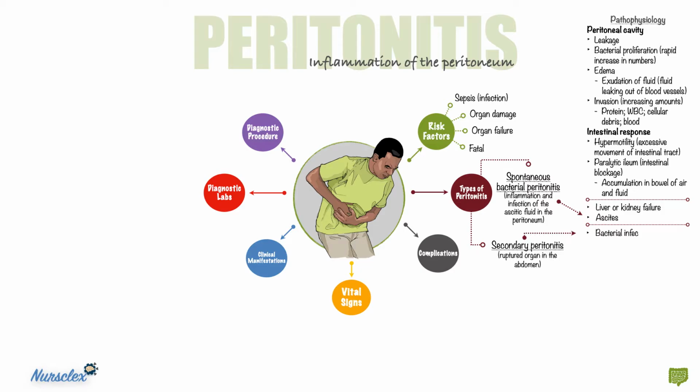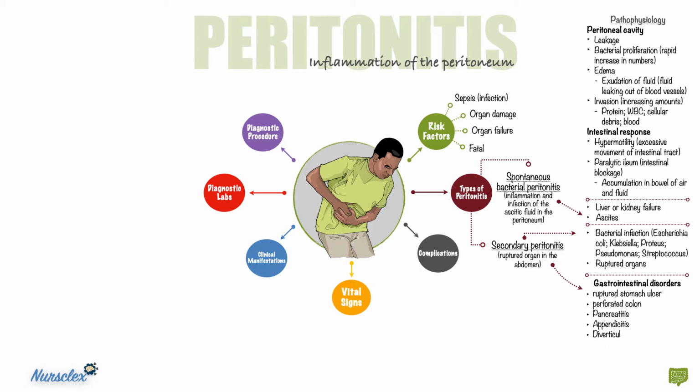Now, which bacteria are associated with peritonitis? Escherichia coli, Klebsiella, Proteus, Pseudomonas, and Streptococcus. Ruptured organs that are associated with secondary peritonitis are from GI disorders: ruptured stomach ulcer, perforated colon, appendicitis, pancreatitis. Diverticulitis is caused by the diverticula, infected pouches in the digestive tract. Appendicitis, pancreatitis, and diverticulitis are all acute inflammatory intestinal disorders that can possibly cause peritonitis.